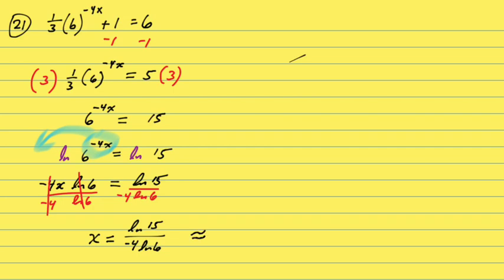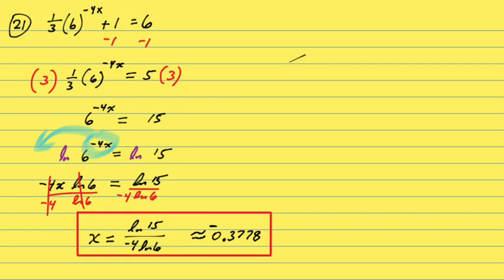If you approximate it using a decimal, you'd have natural log of 15 divided by, I use parentheses to enclose the entire denominator, natural log of 6 times -4, which gives me -0.3778. Again, the decimal is a decimal approximation. The one with natural logs is a precise answer. I tend to prefer the precise, but again, I'd like you to be able to use your calculator efficiently too.